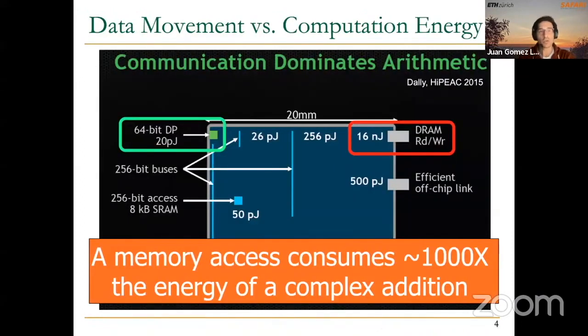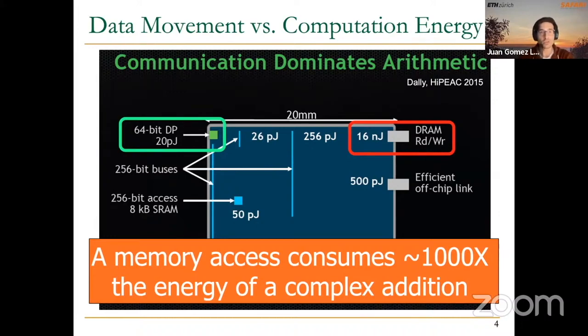If we take a look at this motivational slide about the cost of data movement in terms of energy, I'm using here one slide from Bill Dally presented in HiPEAC 2015. You see that the memory accesses consume almost 3 orders of magnitude more energy than a complex addition, for example.